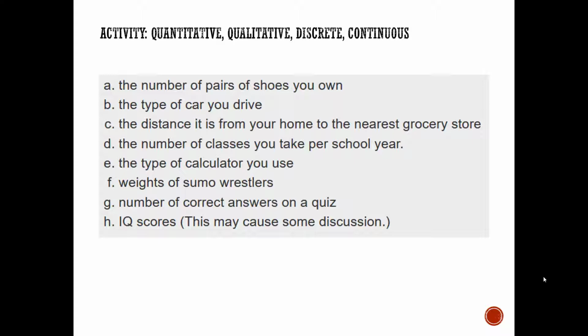Now, what about the type of car you drive? If we asked everybody in our class the type of car they drove, and we came up with boxes, and we labeled those boxes with the different car types, and then we threw their name into the box, we are creating groups or categories, aren't we? So this is qualitative or categorical data. Go ahead and stop the tape and finish the rest of them and then restart it, and I'll give you the answers.